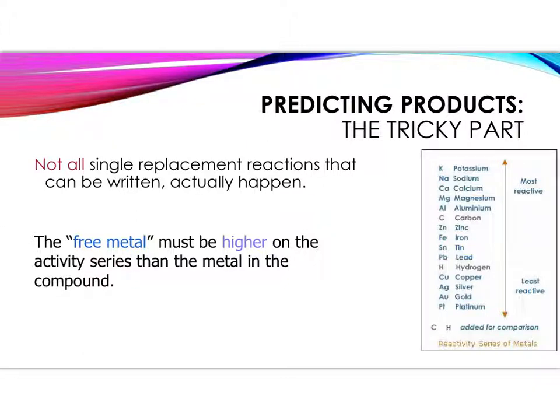Not all single replacement reactions can be written, and they can actually not take place sometimes. So this is kind of the tricky part. The key thing to remember is that the free metal must be higher on the activity series than the metal in the compound. So that's when reactions actually take place. If the free metal is not higher on the activity series, then the reaction will not take place.